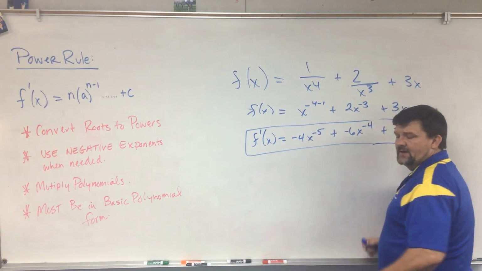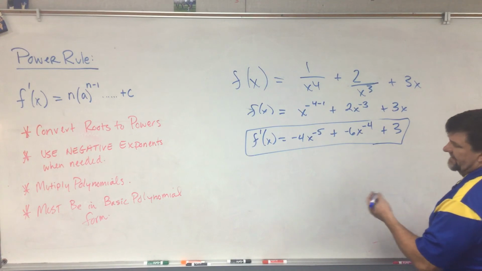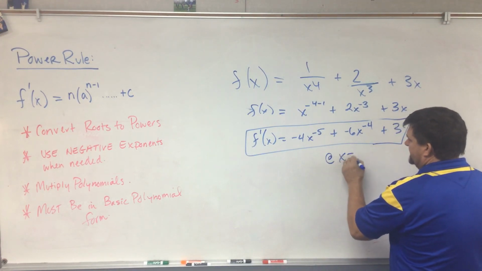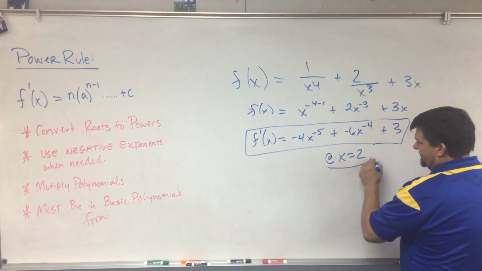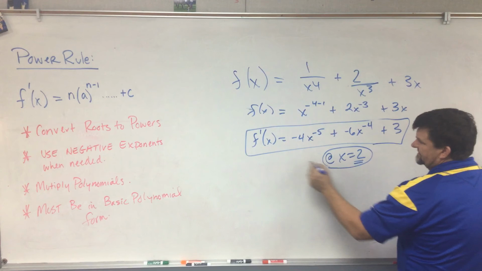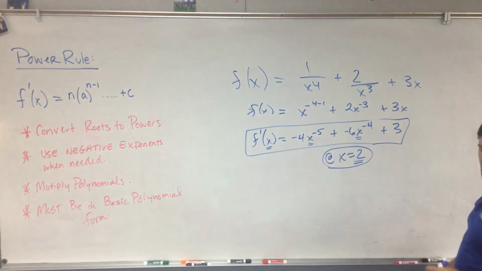You're going to be tested on your algebra, guys. The algebra is just going to be absolutely crazy at times. And if they say at x equals 2, what you need to do, once you find the derivative, is take your x and plug it in, and you're going to find your answer, which is going to be the slope of that line.